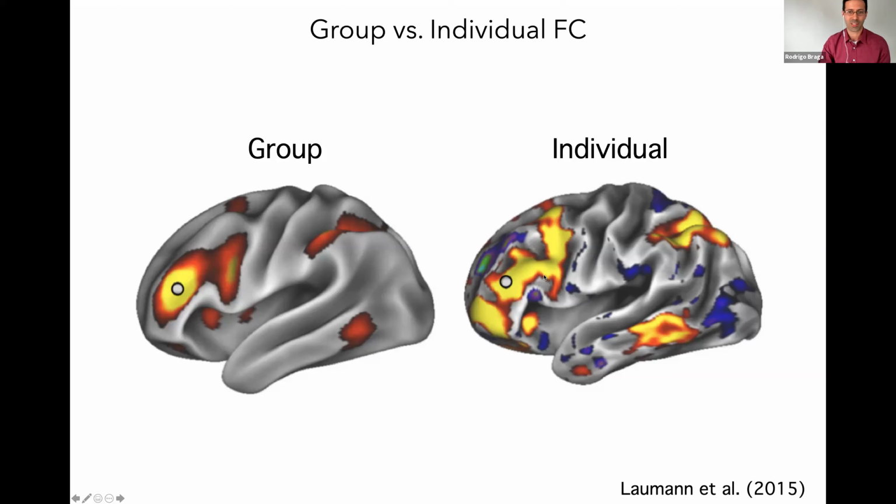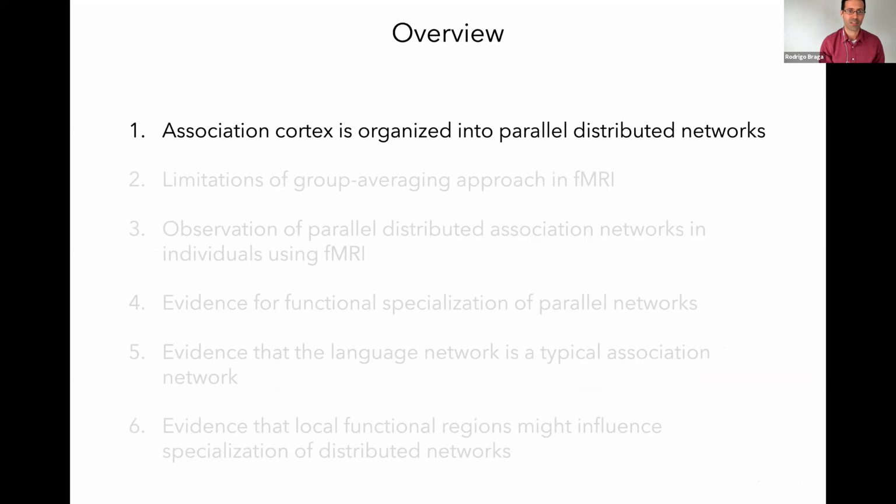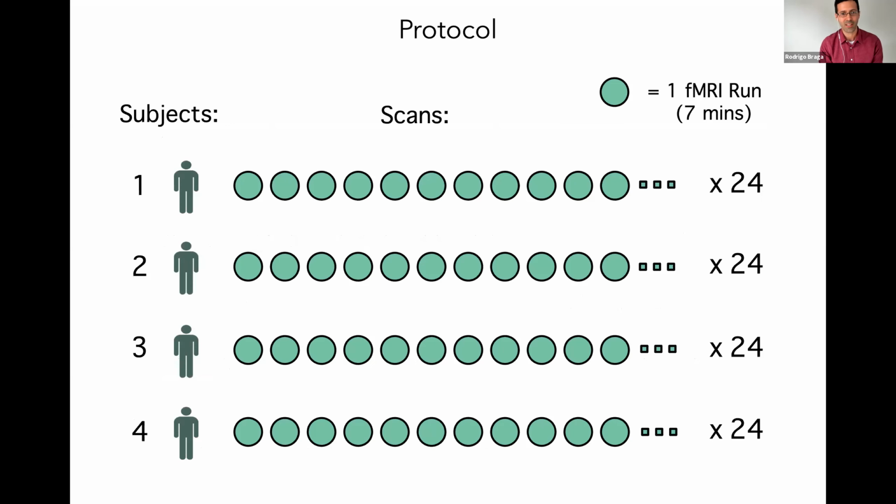When we saw this, we hypothesized that maybe there are important details here, that if we have enough individuals and we make the maps from enough individuals, we can see new details. It's like taking a leap forward in spatial resolution. Maybe there's something we can glean about the brain by doing this. So I just told you that association cortex is organized into parallel distributed networks and showed you some of the limitations of group averaging in fMRI.